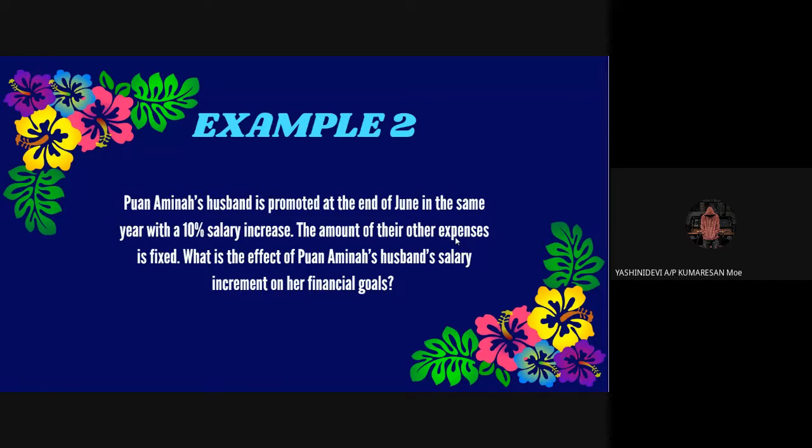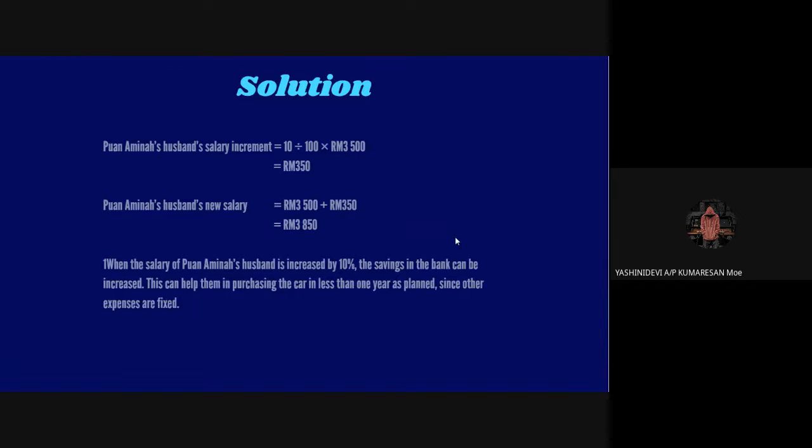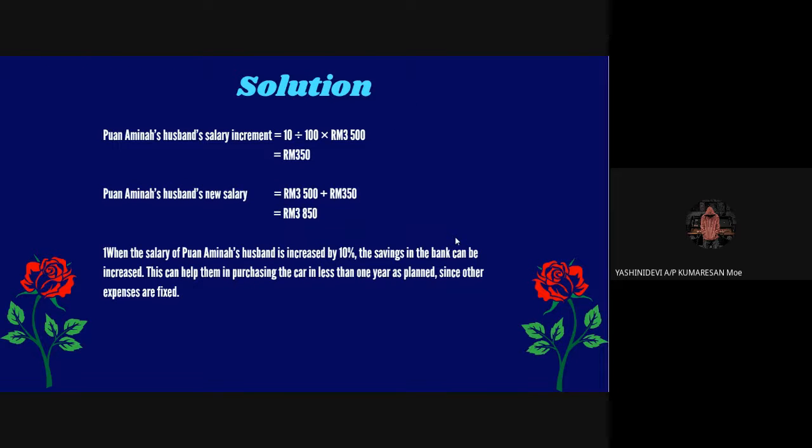Next is example 2. The question is, Puan Amina's husband is promoted at the end of June in the same year with a 10% salary increase. The amount of the other expenses is fixed. What is the effect of Puan Amina's husband's salary increment on her financial goals? As Varsha couldn't make it this morning, I'll be explaining the solution.